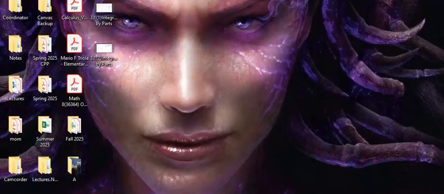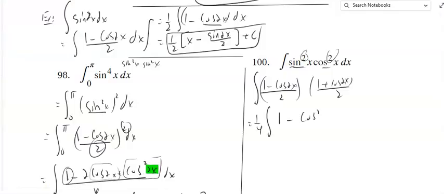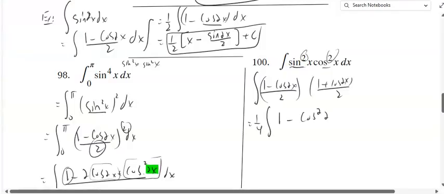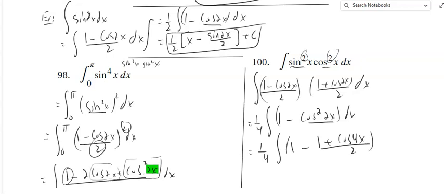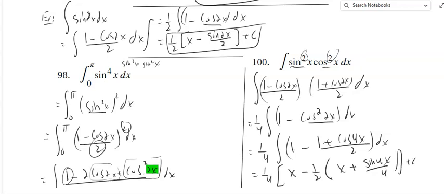Now you could FOIL it if you want. You'll get this. And again, I have to use the power reduction on this. That is 1 plus the cosine of 4x divided by 2. That will be 1/4. That's an x. That is an x. And that is the sine of 4x divided by 4.